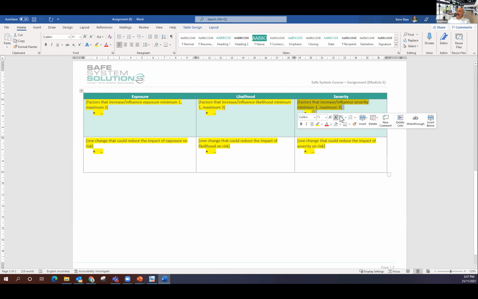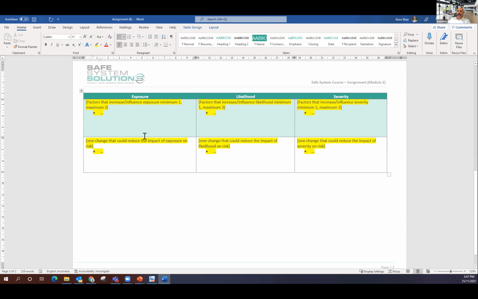Then you go, what are the severity factors? What's influencing the severity of crashes? Speeds, angles, weight of vehicles. They're going to be some big ones, aren't they? Vulnerability of users. Then what I want you to do, so between 1 and 3 factors. So you can just put 1 or you can put 3, up to 3.